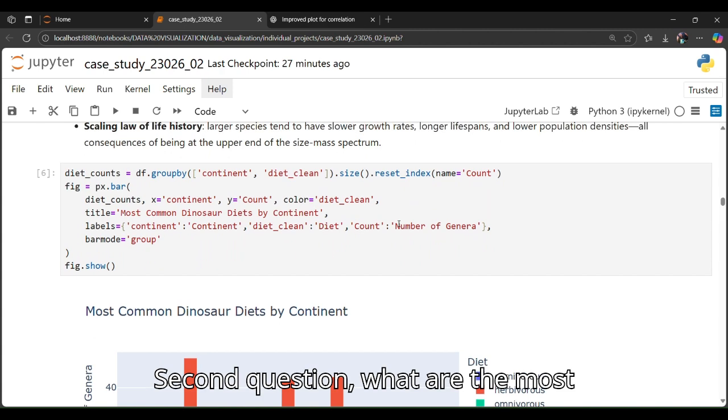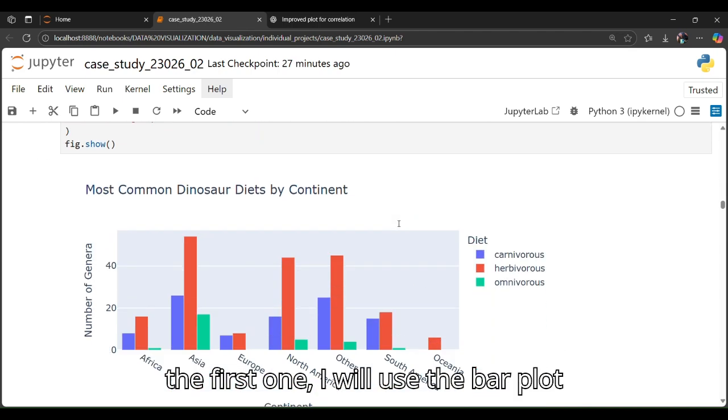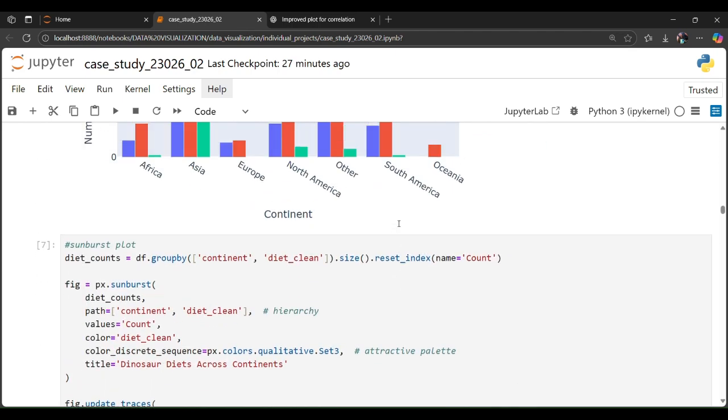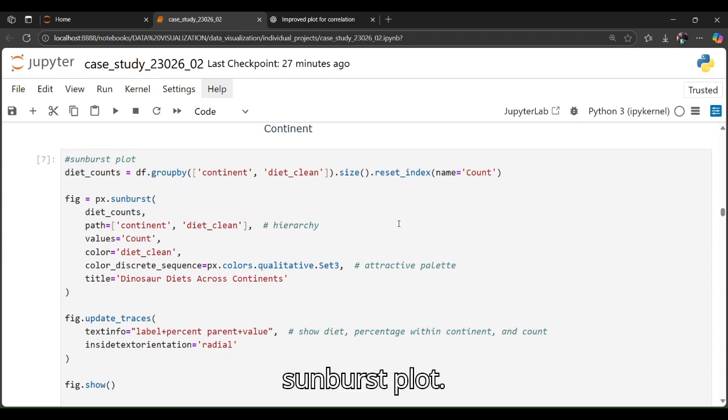Second question: what are the most common dinosaur diets by continent? For the first one, I have used the bar plot as the simple representation, and for the complex representation, I have used the sunburst plot.